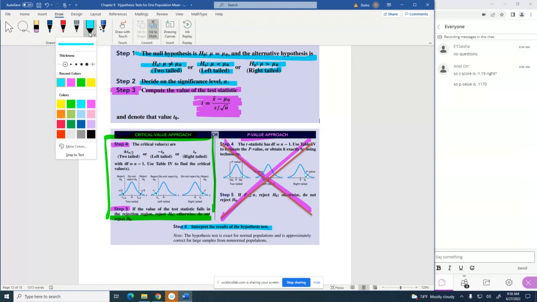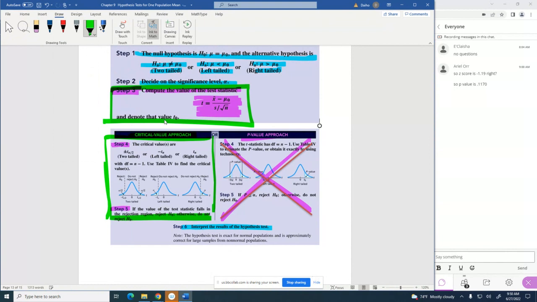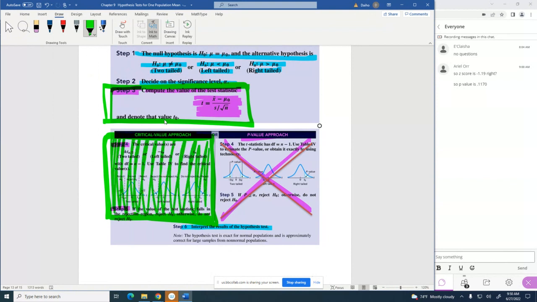It's the same thing. What's new? Step 3, 4, and 5. Step 3 is almost the same, and only step 4 and 5 are new. The critical value approach is the second approach. Before we used the p-value approach, where we got the p-value from the left tail, right tail, or two tail. But now we are going to take the critical value, not the probability, but the value from the t-table. Okay, you got it?